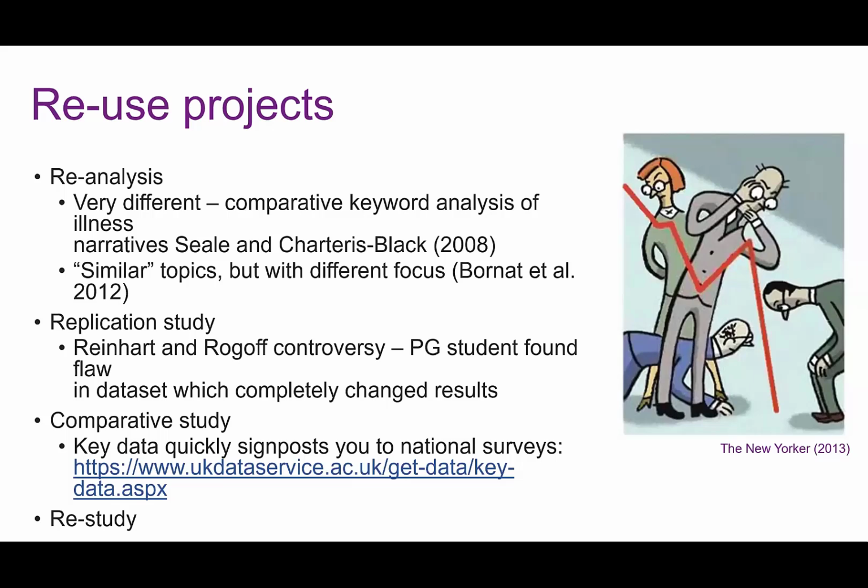So he ended up having to contact the original investigators, and he found a flaw in the data set, in the data file, where some cells had been miscopied from the original data that's made available by the OECD. So the full story is published in 2013 in the New Yorker.